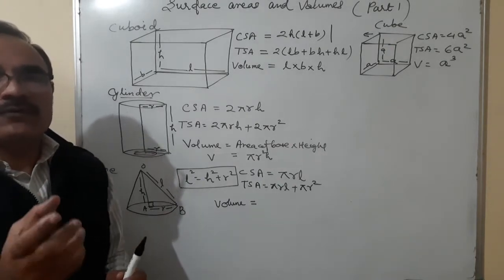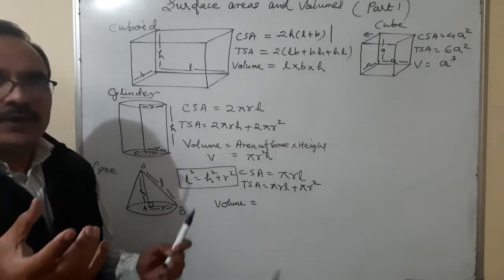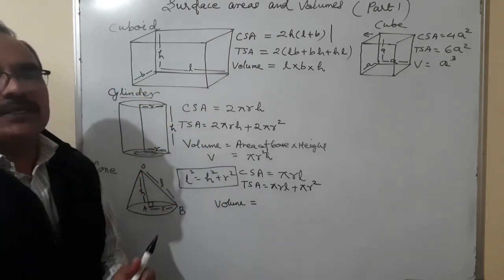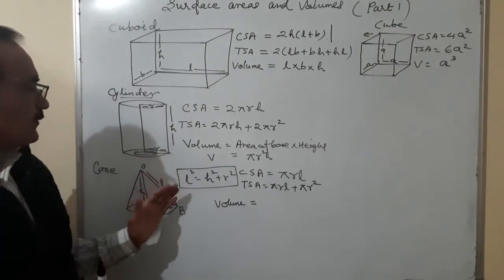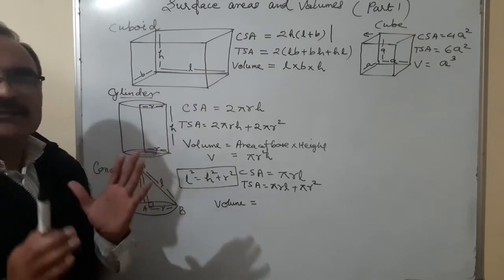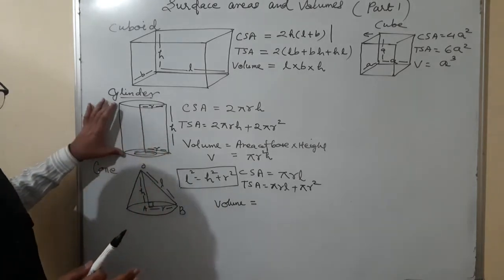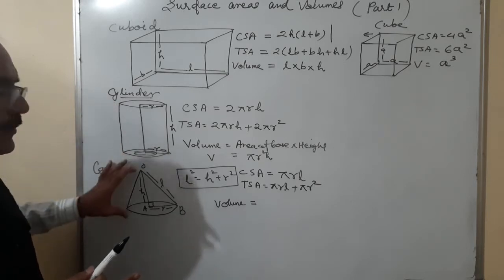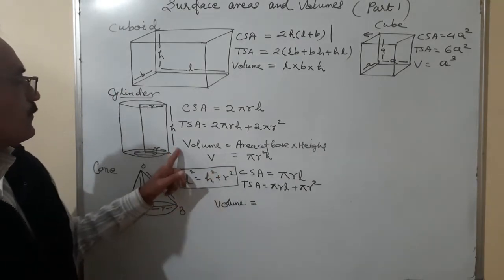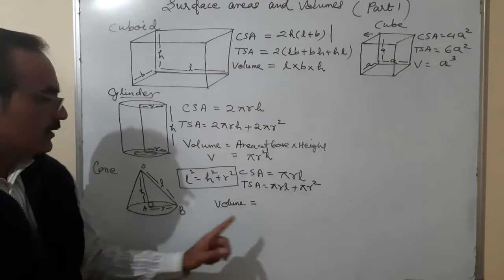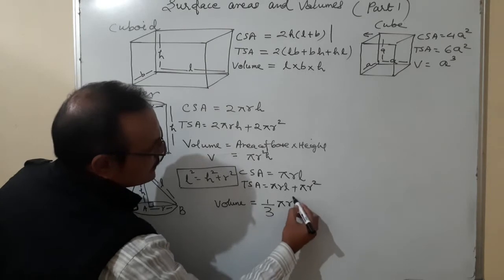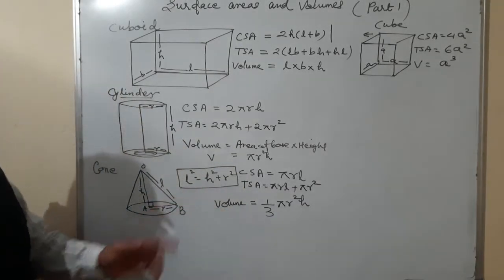What does it mean? Suppose you are filling this cone with water and pouring it into the cylinder one time, two times and three times. After three times the cylinder will be filled completely. So the capacity of the cylinder is 3 times the capacity of the cone if their height and radius are the same. So remember: volume of cylinder is pi r square h, volume of cone is 1/3 pi r square h. Keep that in mind in this way.